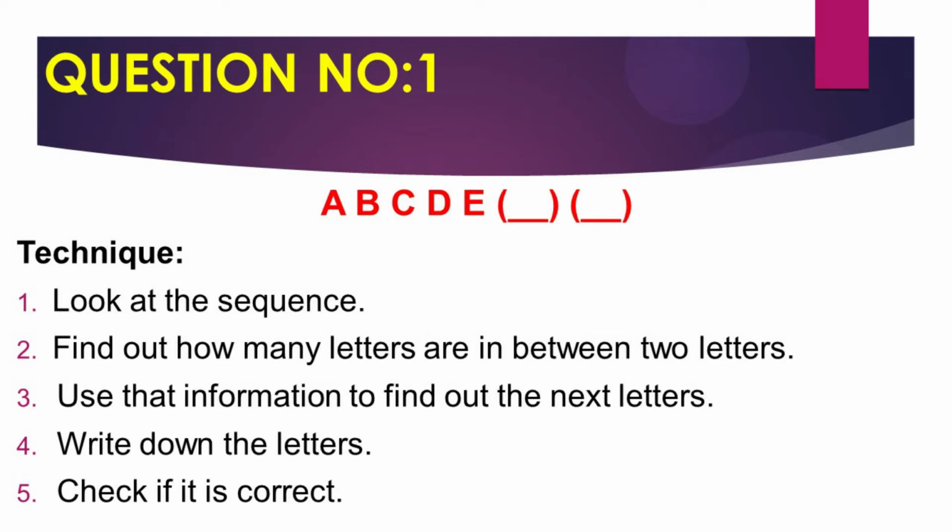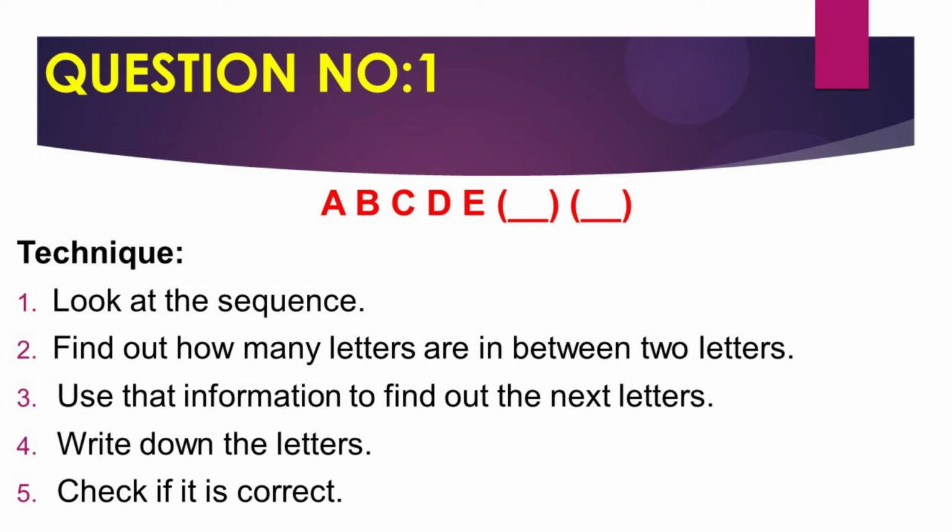Let's move on to the first question of today. A, B, C, D and E. Then there are two spaces, meaning that we need to find two letters. Let's use the technique and answer this question. First, look at the sequence. A, B, C, D and E. Second, find out how many letters are in between two letters. So for example, if we take A and B, there are no letters, neither with B and C. Use that information to find out the next letters.